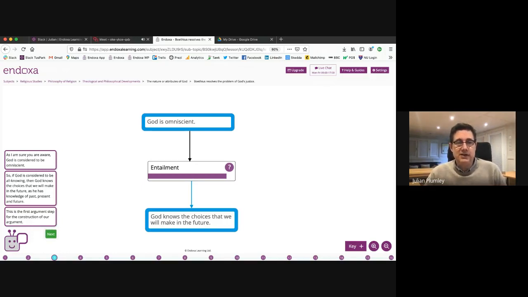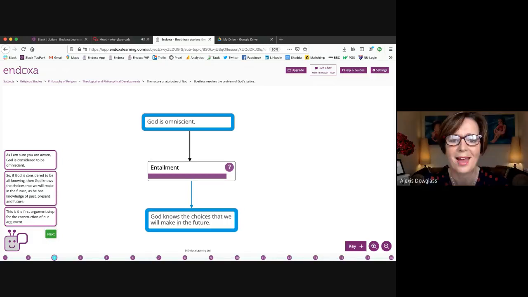So we're going to start this one off in the obvious place, which is God is omniscient. So God knows everything. This is traditionally meant to be one of the characteristics of God, along with God is omnipotent, so he can do anything. You can think of the rest of them probably better than I can. And because this is our 4th video, our students know that we go from the statement God is omniscient to the statement that God knows the choices that we will make in the future, and that the box in the middle is telling us what type of argument step that is.